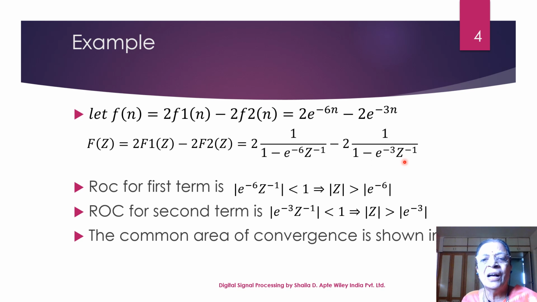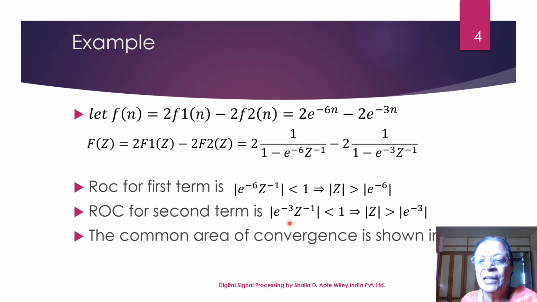Now how to find the ROC? ROC will depend on this particular term. This term we equate it to be less than 1. So if mod of e raised to minus 6, z inverse is less than 1, that indicates the ROC for the first term. So we can write mod z greater than e raised to minus 6 is the ROC. Similarly, for the second term, ROC will be written as mod of e raised to minus 3 into z inverse less than 1, which implies mod z greater than e raised to minus 3.